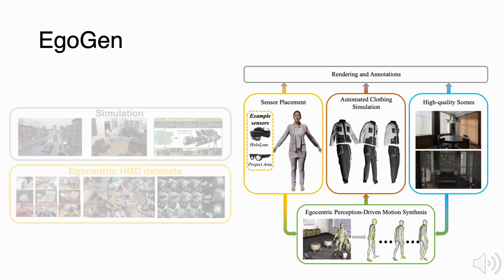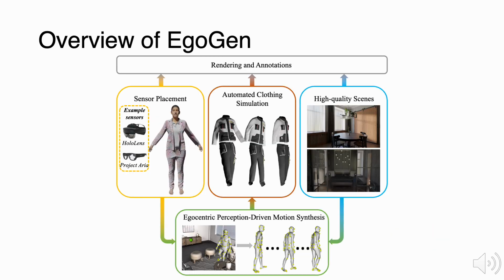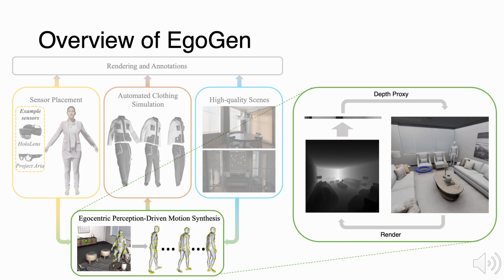To address this issue, we propose EgoGen, a generative and scalable synthetic data generation approach to synthesize extensive labeled data for egocentric perception tasks. EgoGen consists of several core components. At the heart of EgoGen is a novel egocentric perception-driven motion synthesis model. Our key idea is to enable virtual humans to perceive their environment, thereby closing the loop on the interdependence between egocentric synthetic image data and human motion synthesis.